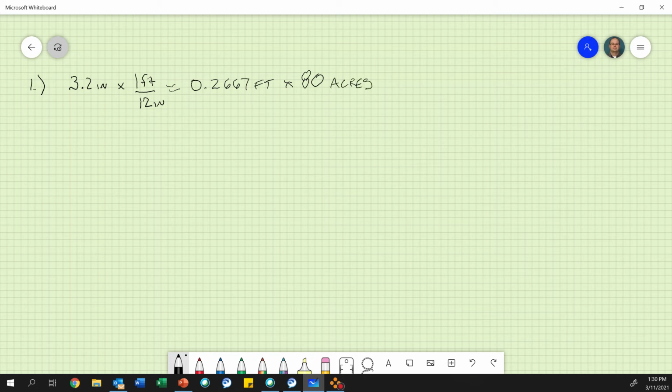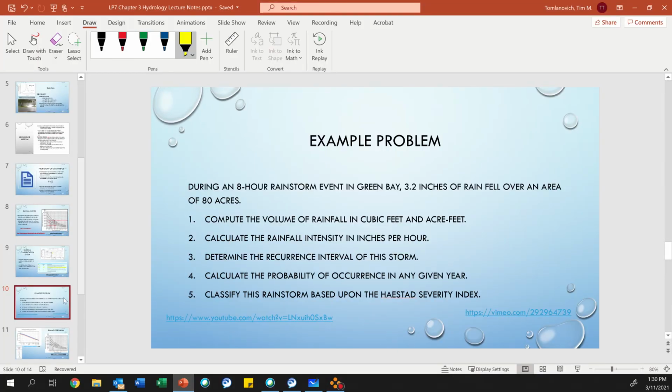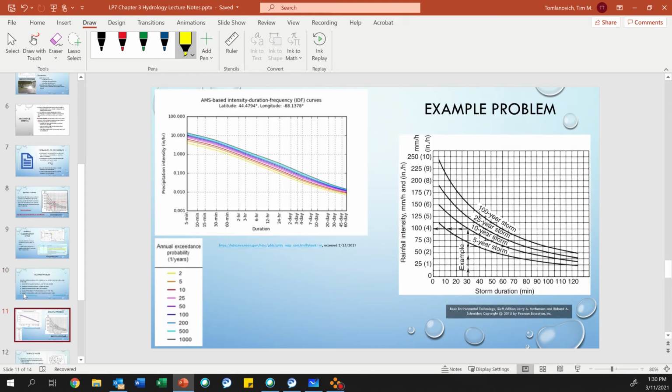What I'm going to do is pause this video and continue with the lecture because my computer is acting goofy. I would like to finish this presentation and create a separate video with this example. So stay tuned for this example. And this is also attached in Blackboard. We'll use these curves for that.